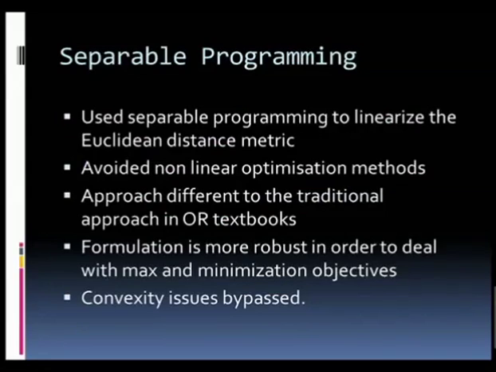So the other approach, though, that I applied was separable programming. Simulated annealing is very good, particularly if you've got hundreds of objectives or something, but it doesn't guarantee that you know what the actual optimal solution is. And where you've got some type of theoretical result, it's actually not going to find it. So I used separable programming instead. You can use that approach to linearize the Euclidean distance metric. Then you bypass nonlinear optimization software and approaches.